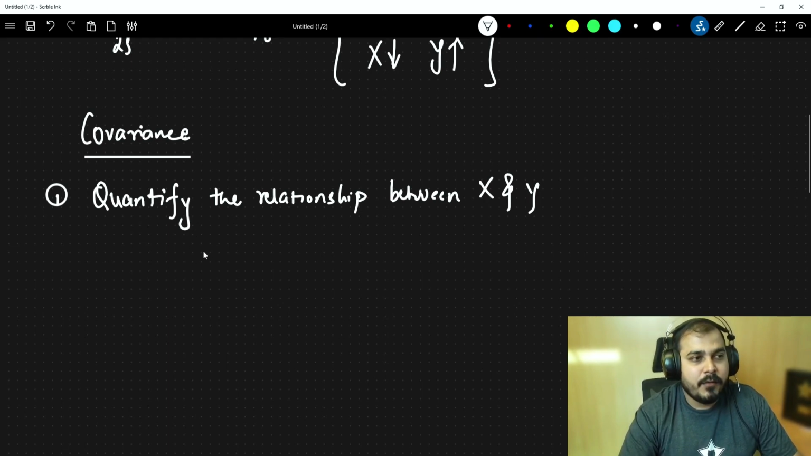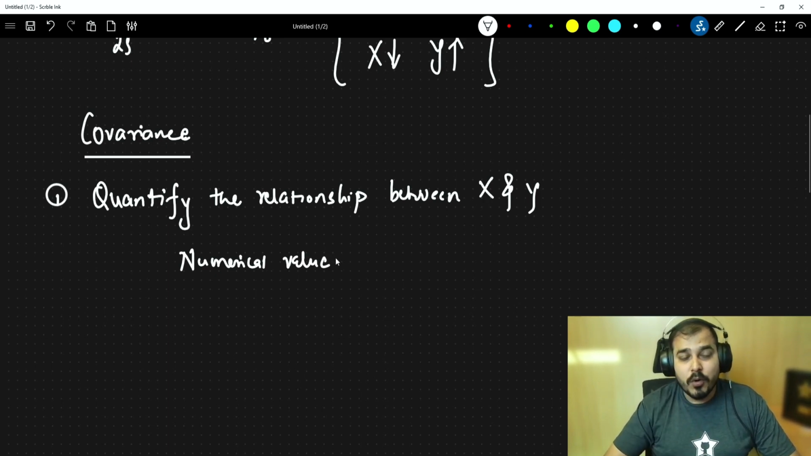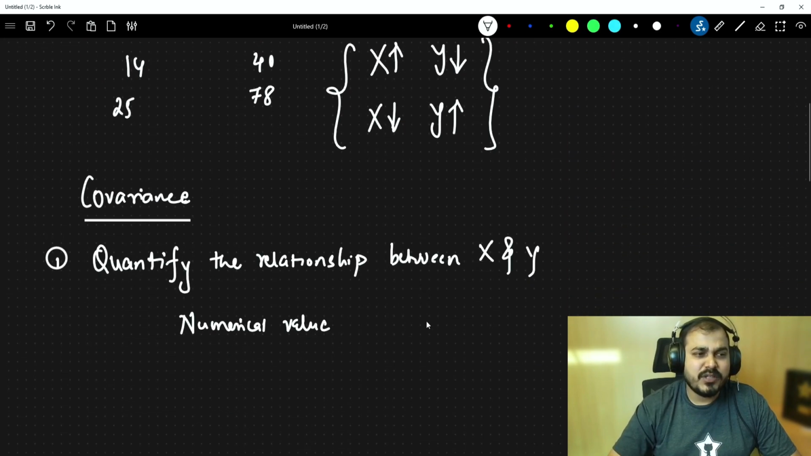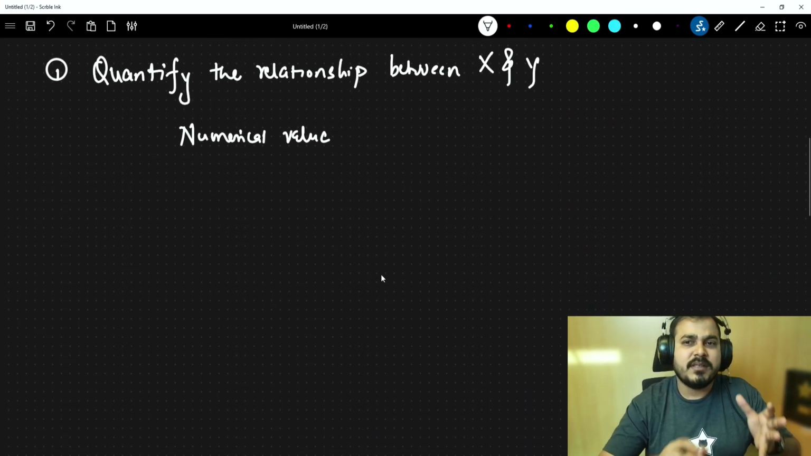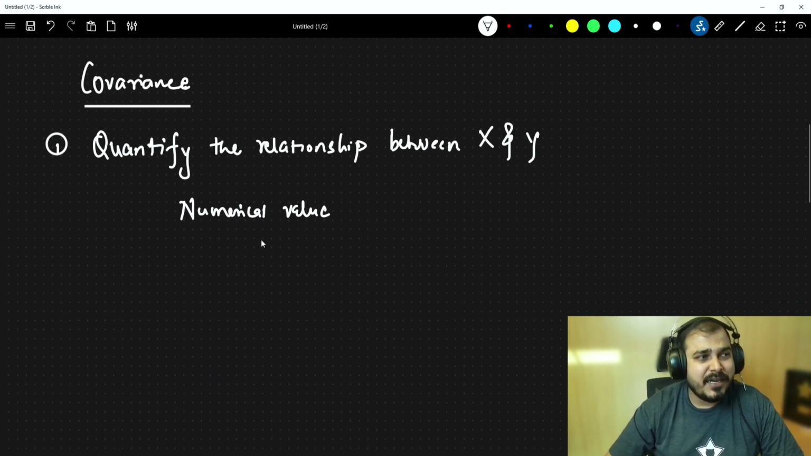And remember, when I say quantifying the relationship, I'm basically applying a formula where I get some kind of numerical value through which I can definitely say whether it is positively correlated. Positively correlated basically means when x is increasing, y is increasing, when x is decreasing, y is decreasing. Negative correlation basically means when x is increasing, y is decreasing, when x is decreasing, y is increasing. So some kind of relationship with some positive number or a negative number. For this I will definitely use covariance.